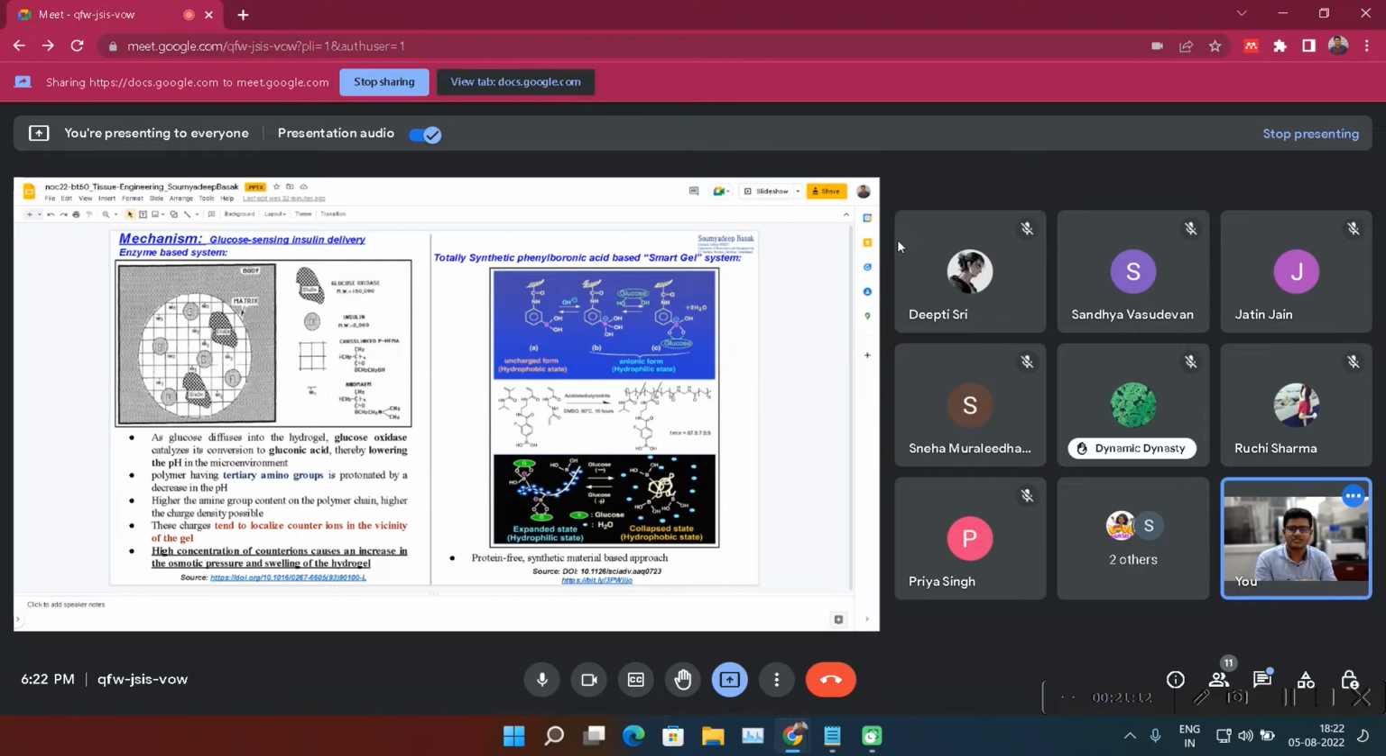They use this delivery based on the glucose concentration. So this kind of glucose sensing mechanism is also there. One classical system with glucose oxidase enzyme, and one entirely synthetic system, in the right-hand corner, where phenylboronic group-like chemical systems are used for insulin. Okay, so these are the systems that are used for the glucose sensing mechanism.